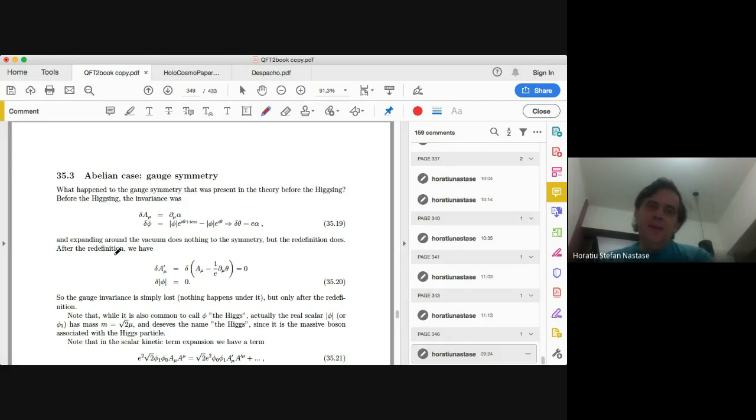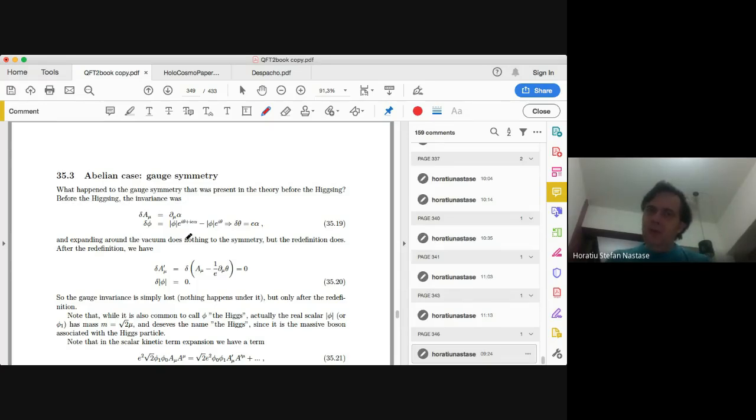Then expanding around the vacuum, just expanding around the vacuum, does nothing to the symmetry. The symmetry is still there. It's very important to realize this. You just did an expansion, so because of the expansion, if you keep only some terms, it might seem that the symmetry is not there, but the symmetry is there.